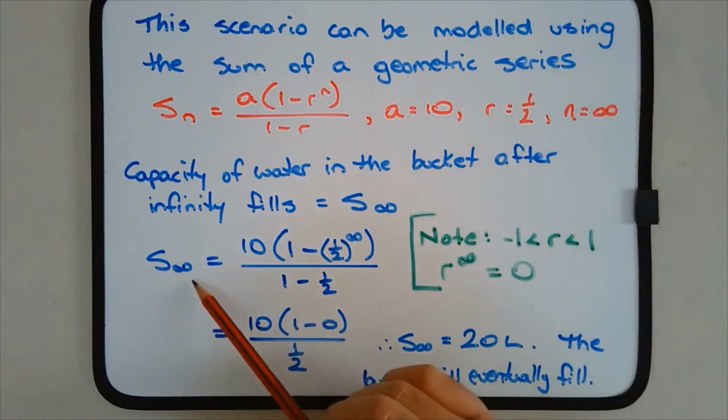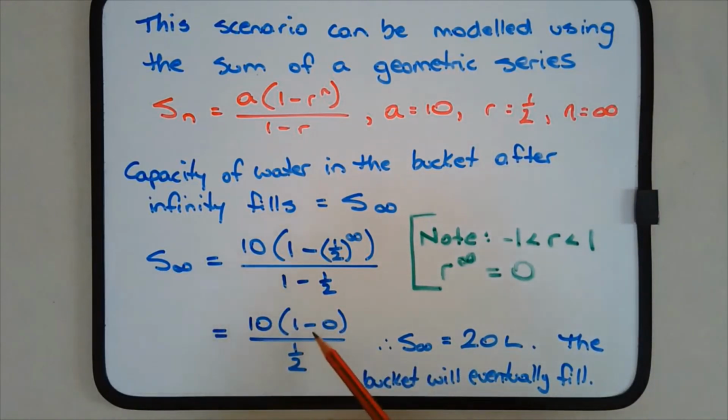So S infinity is equal to 10 outside of 1 minus 0 over half. So therefore, S infinity is equal to 20 litres. So this means that the bucket will eventually fill. Now, that's in theory, and practically speaking, you need to keep filling this bucket infinite times, but we know that practically that's very difficult, of course. But in theory, the bucket will eventually fill up.